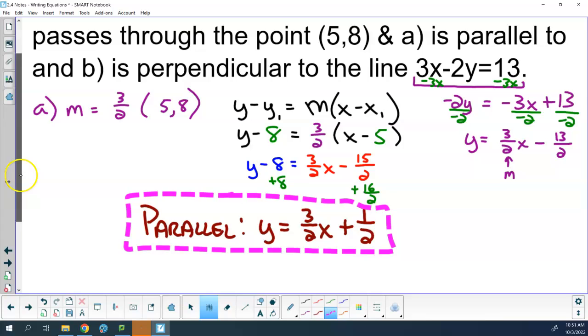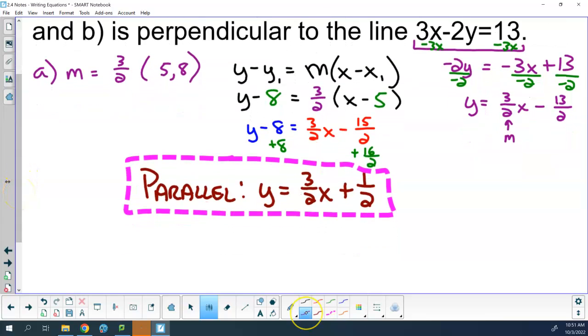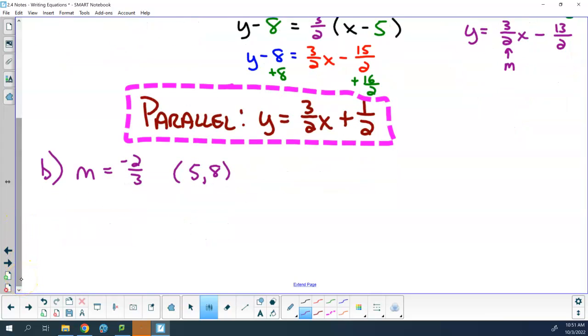Then I needed to do part B. Part B said that I needed to now be perpendicular. So now what is the slope that I'm going to use? Negative 2/3 here in this case. Still going to go through the point (5, 8). So then this is going to be y minus 8 equals now negative 2/3 times x minus 5.